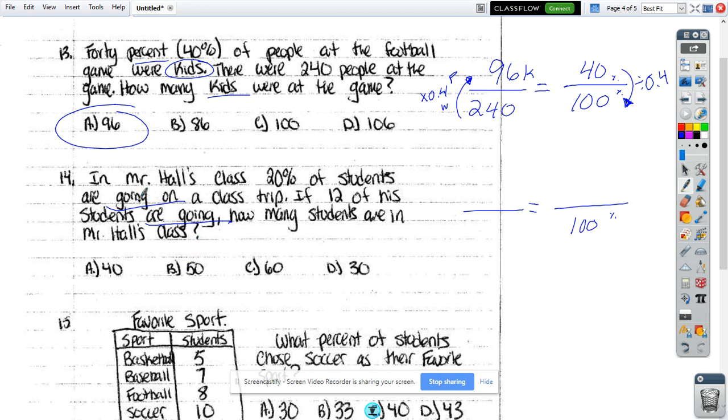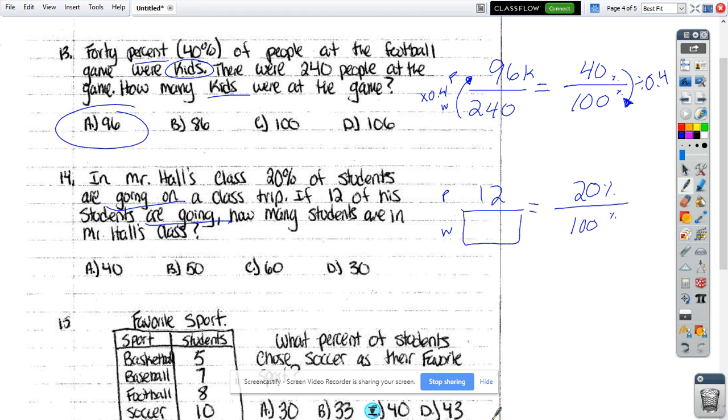So this helps me. They're both going. So that tells me they're the same. 20% connects with my part, which is how many students are going? 12. Is the whole class going? No, just part of the class, and that's my part. This is my whole. And it asks how many students are in Mr. Hall's class total. So that's where my box goes.